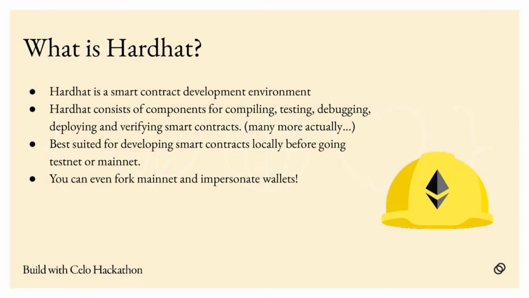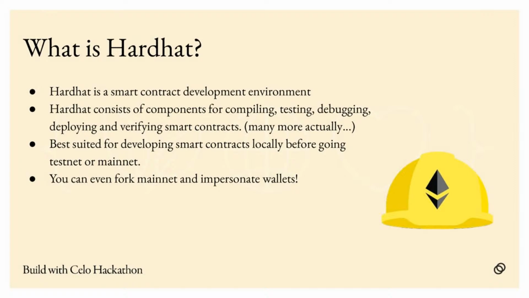Other than that, Hardhat also gives you features like forking the entire mainnet and even impersonating wallets. So, for example, you want to test your contracts with the state of a chain. If you have access to an archive node, then you can fork the chain and simulate that environment for your smart contract.